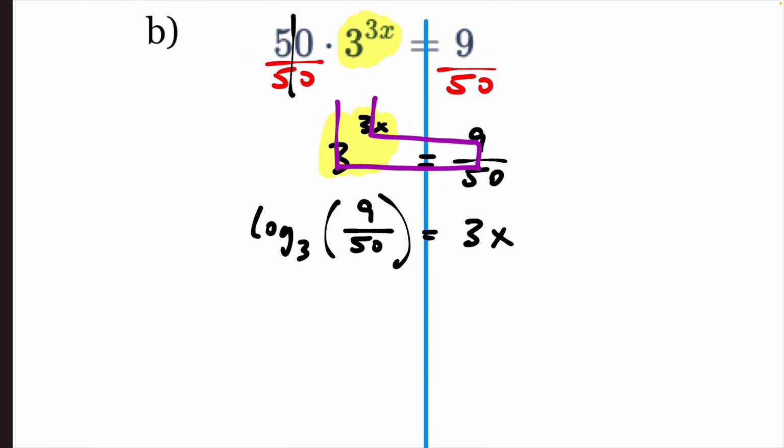Next step, get x by itself. How do I get x by itself? Divide. So I'm going to do something a little different. I'm going to divide here, but over here, I'm not going to divide. I'm going to do something that's the same. Instead of dividing by 3, I'm going to multiply by 1/3. It's the same thing.